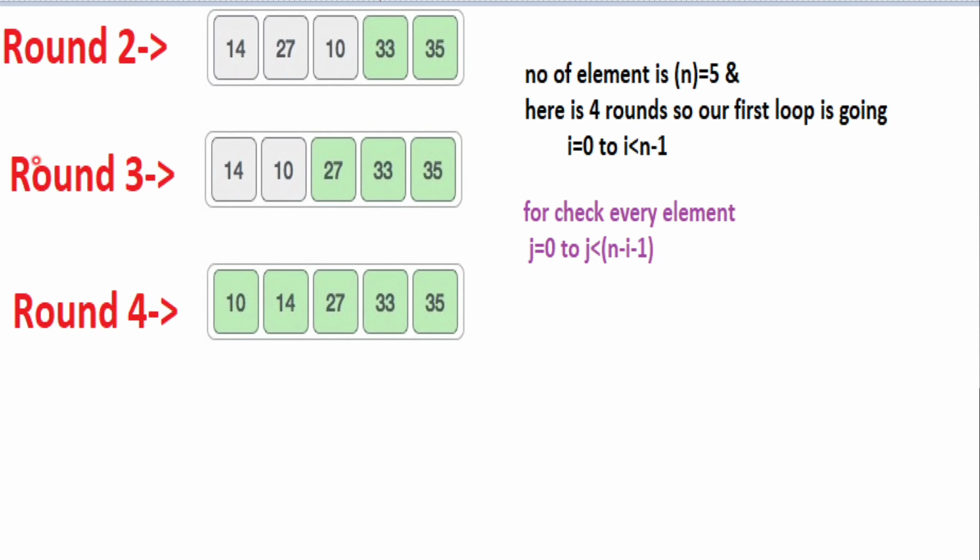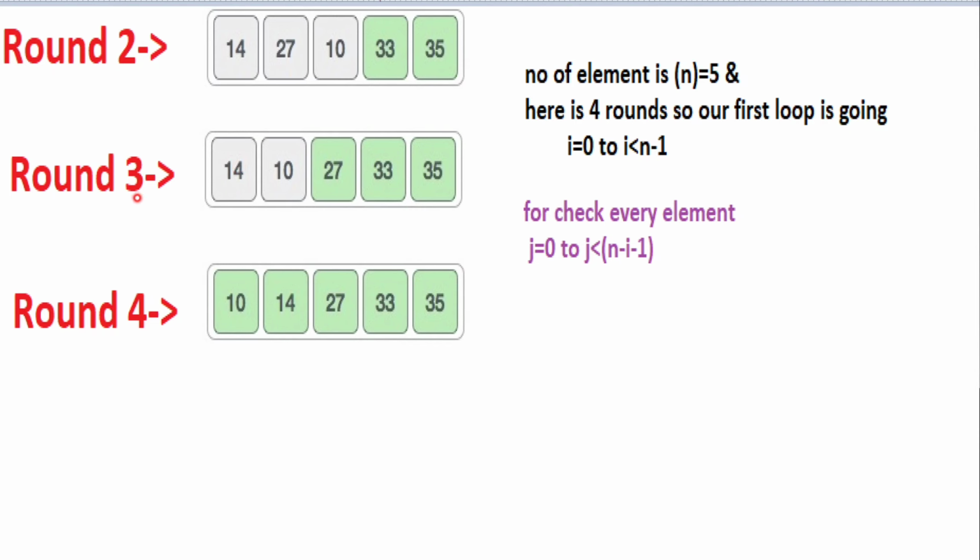In round three, we get the third biggest element of the array, that is 27. It is in the third last index of the array. Are you getting the point? In every round we get one biggest value of the array.